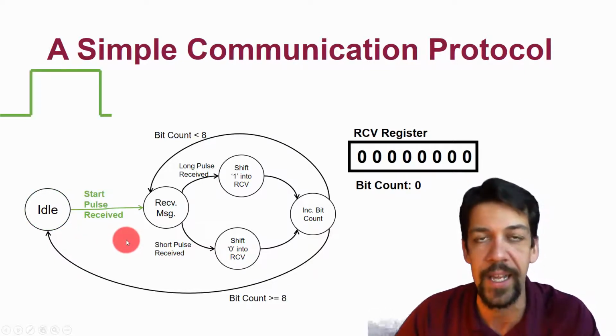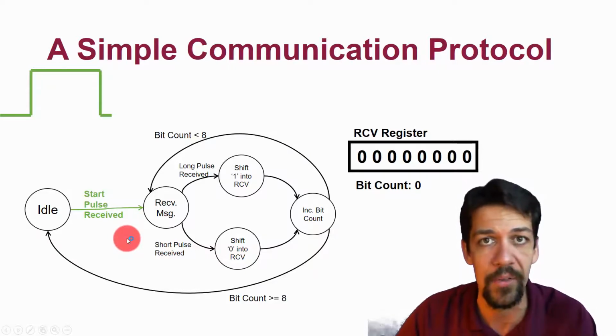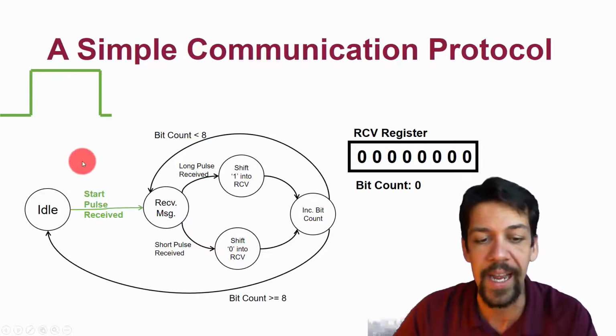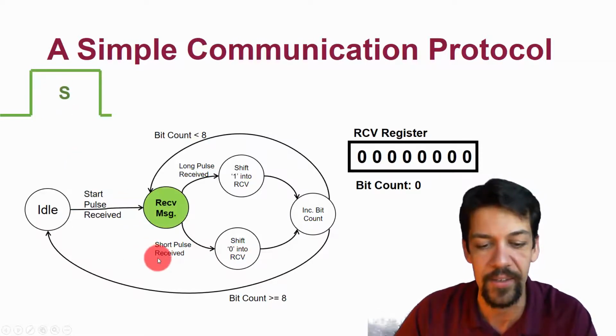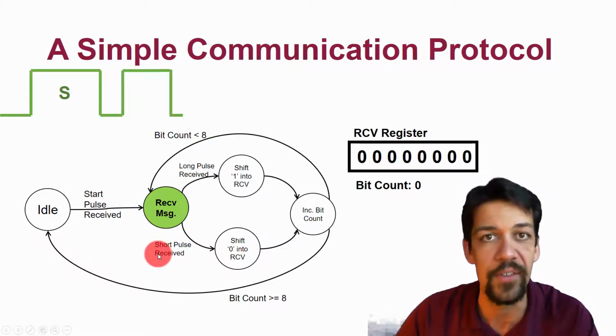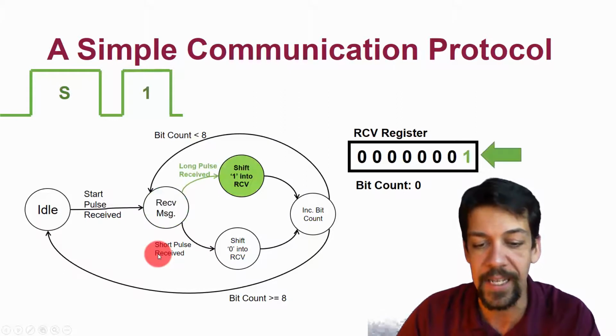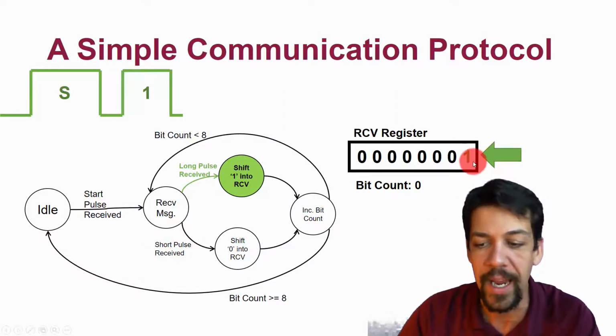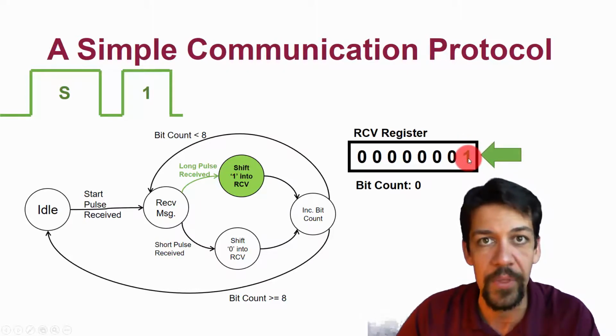We have a function that is timing how long a pulse is, and it tells us that this is one of the long pulses, and we're going to mark that with an S, which takes us to the receive message state. Now we're waiting for a new pulse to come in. It turns out that this new pulse is the long type of pulse, so we're going to mark that one as a 1, and we're shifting it in from the right.